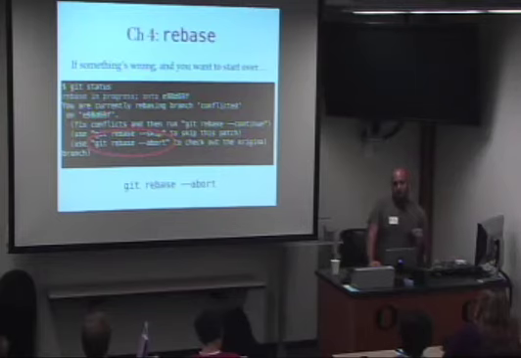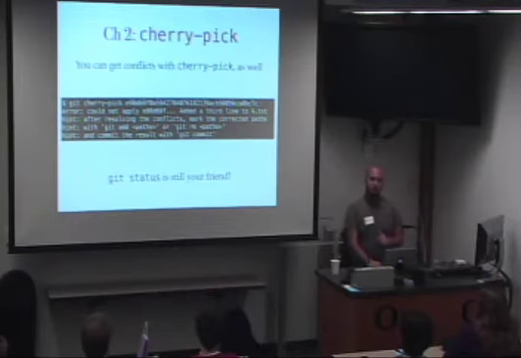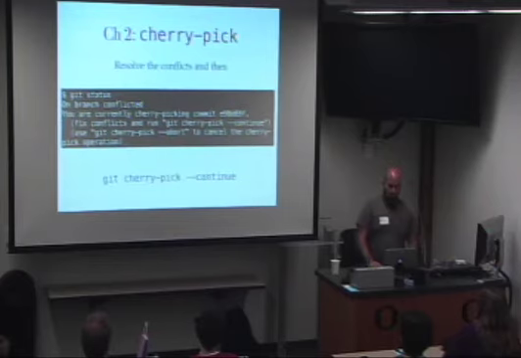Another thing to point out is because a rebase is just a series of cherry picks, technically that means that you can get conflicts when running cherry pick as well. So if I run git cherry pick and pass it that hash, you might get an error that looks like this. And once again, git status is your friend.